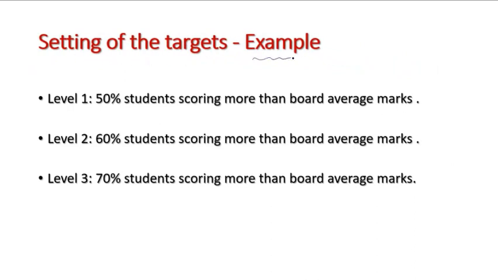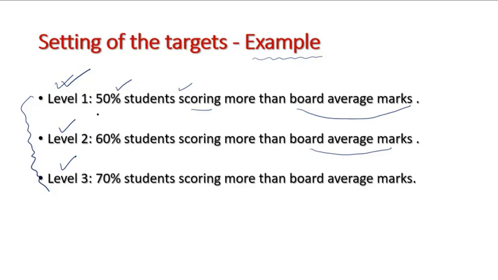We will take one example that can be used by one program. NBA identifies 3 levels of targets: level 1, level 2 and level 3, as well as for the attainment. We will consider that 50% of the students scoring more than board average marks is level 1, 60% of the students scoring more than board average marks is level 2, and for 70% it is level 3, highest, moderate and slight attainment or target, we can say. So first we have to find out the board average marks to set the levels, set the target.